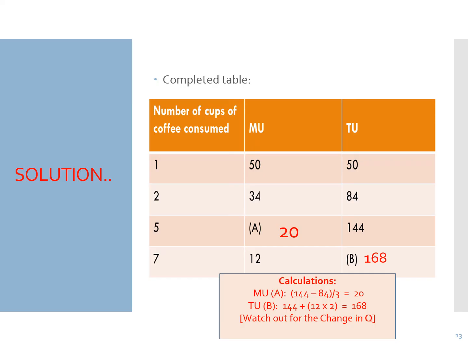There we have it. You can see we've had to divide by 3 because the change in Q here was 3. 5 minus 2 is 3. And then when you wanted to calculate your total utility, you had to take into account that the 6th one is missing here. We can't just ignore it. So the difference between 7 and 5 is 2. Therefore, I'm going to say 144 plus 12 times 2 is going to give me 168.